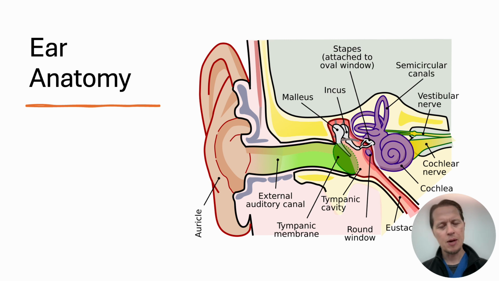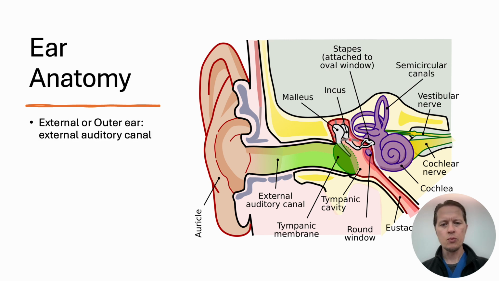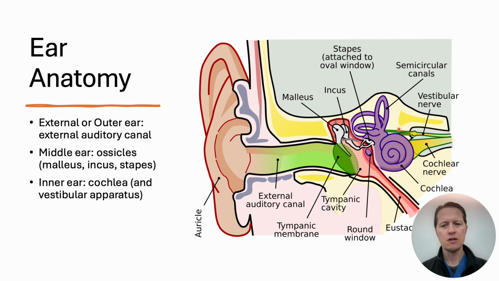Okay, so how do we memorize ear anatomy? We have 3 compartments of the ear: the external ear, which primarily is the external auditory canal, middle ear with malleus, incus, and stapes, and then the inner ear, cochlea and vestibular apparatus. These are compartmentalized. These do different things, and we should come up with some little mnemonics to remember them.